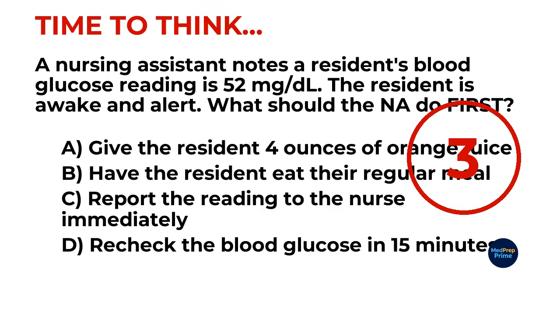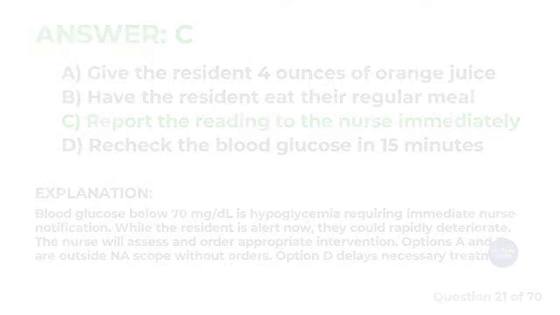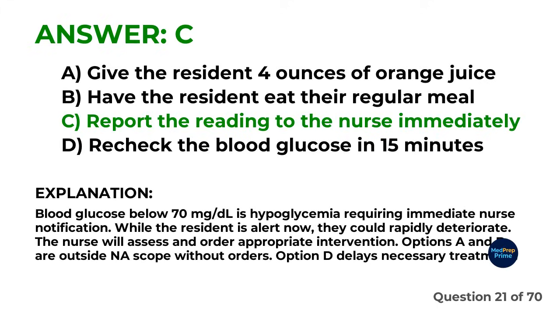Correct answer, C. Blood glucose below 70 milligrams per deciliter is hypoglycemia, requiring immediate nurse notification. While the resident is alert now, they could rapidly deteriorate. The nurse will assess and order appropriate intervention. Options A and B are outside NA scope without orders.